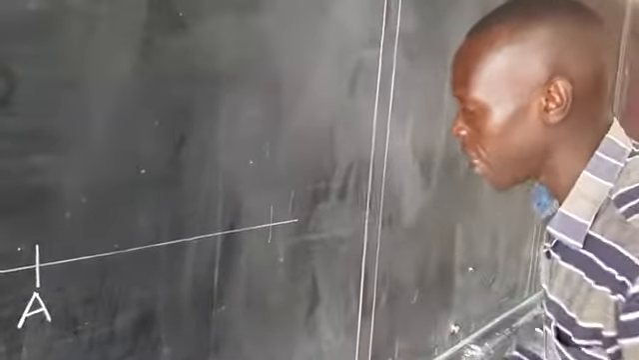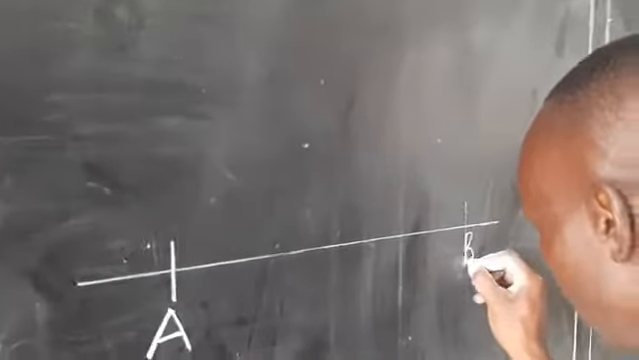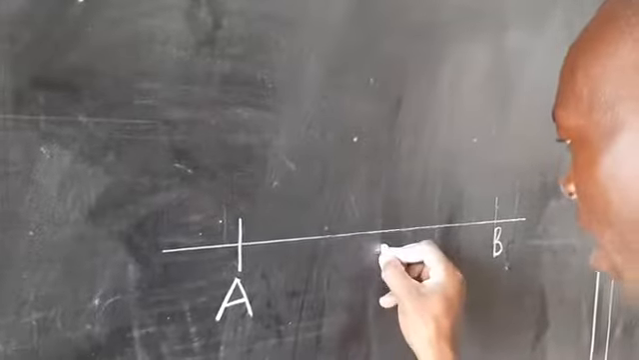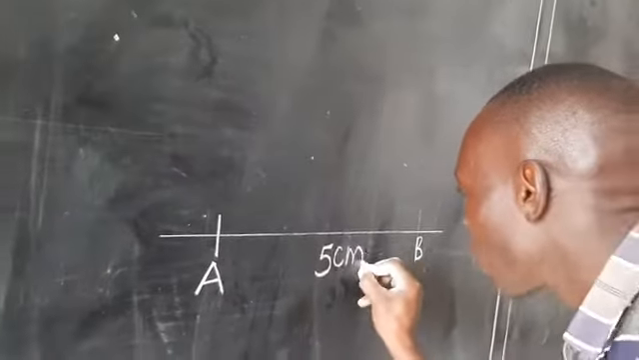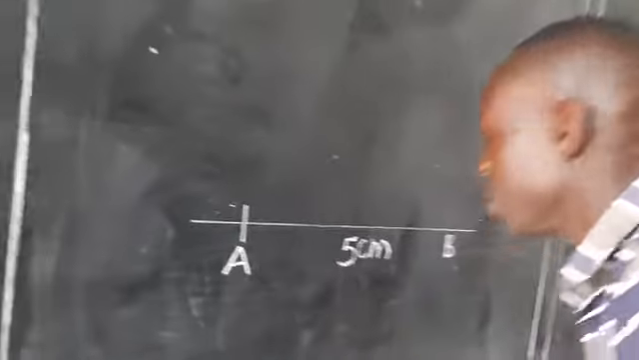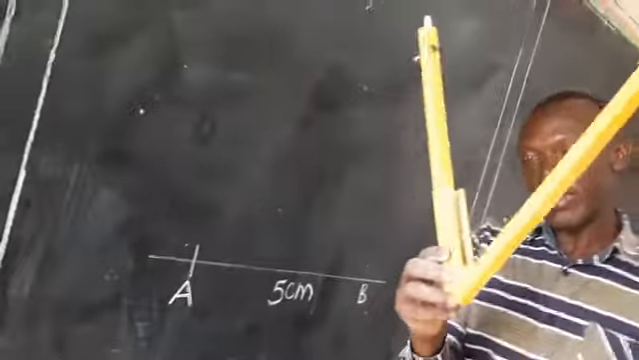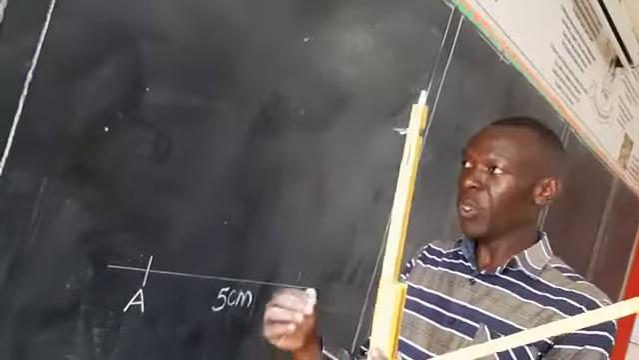With your 5 centimeters, and that one is point B. So here from A up to B is now 5 centimeters. Yes, the first one is 5 centimeters. Are we there? So you still have these 5 centimeters. You have not reduced, not even expanded. Now you're going to continue.